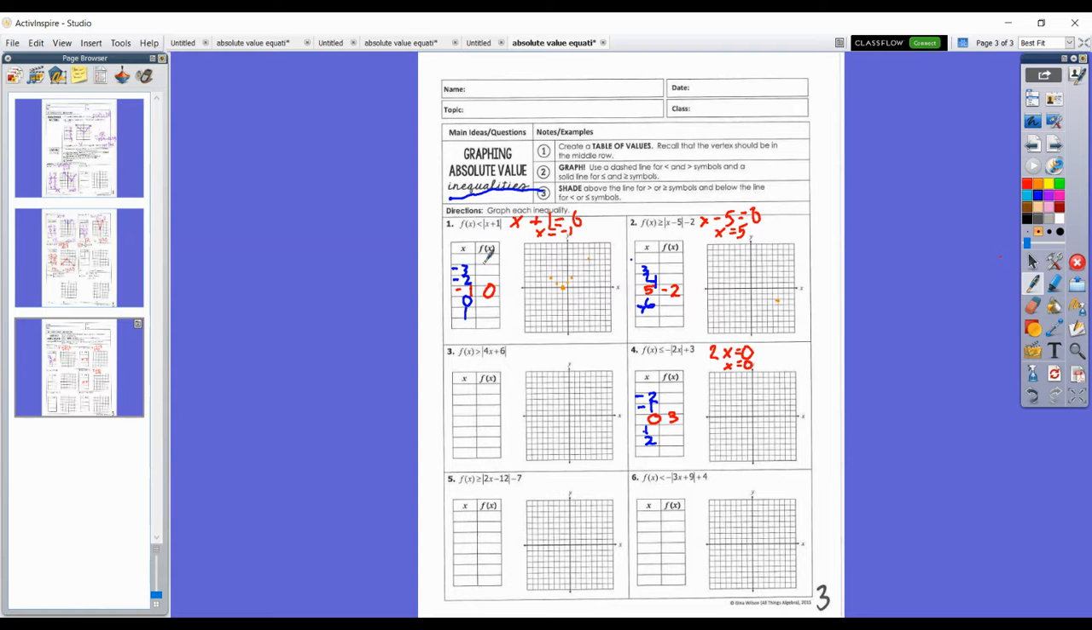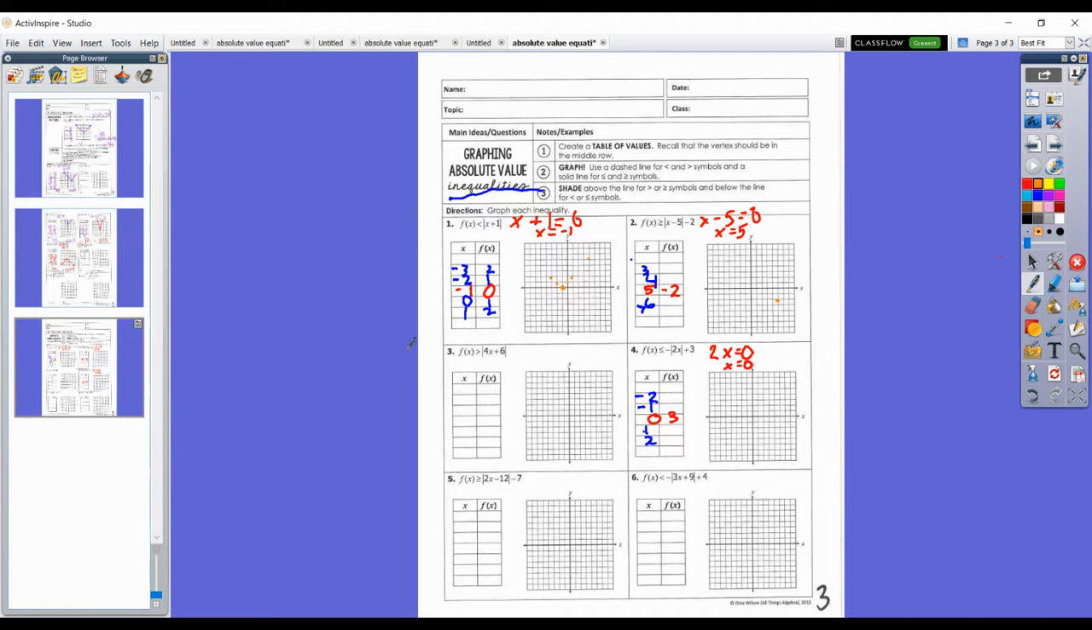So if I plug in a -3, I get a 2. If I plug in a -2, I get a 1. If I plug in a 0, I get a 1. If I plug in a 1, I get a 2. So then we have our 5 points right here. I already plotted them. And all we need to do is graph it.